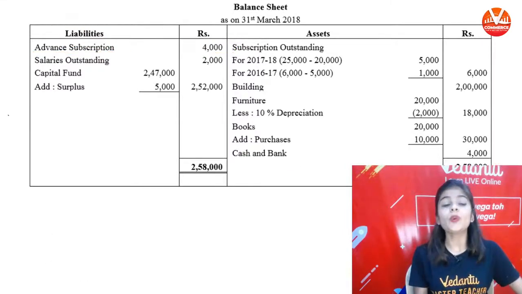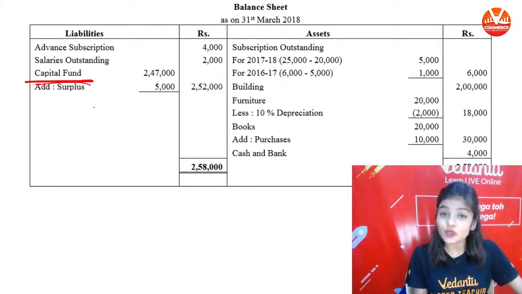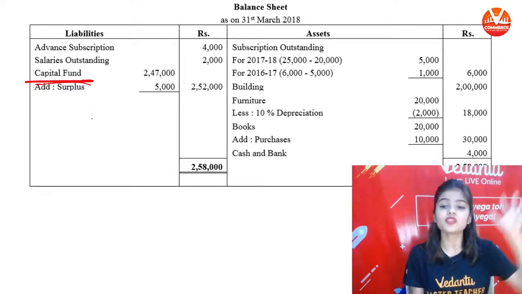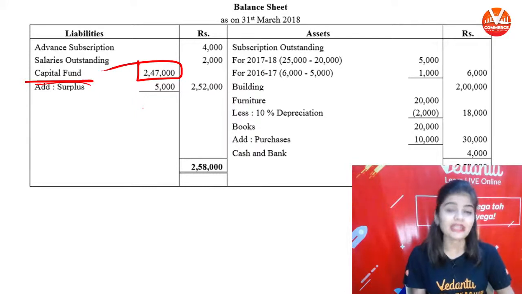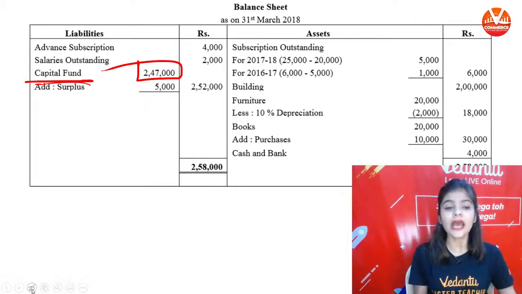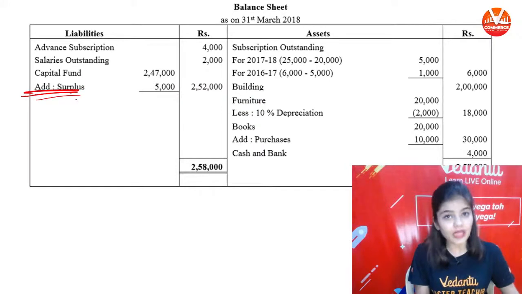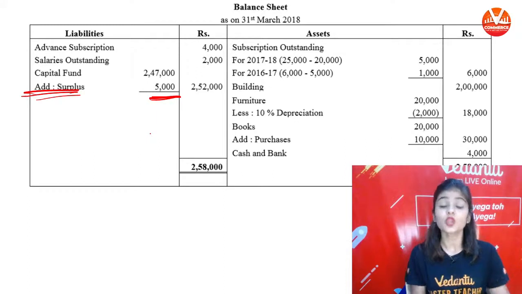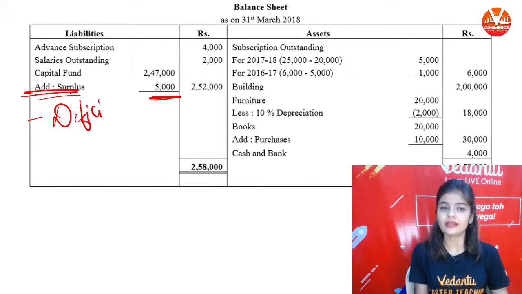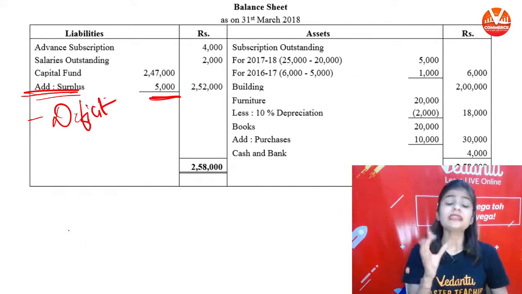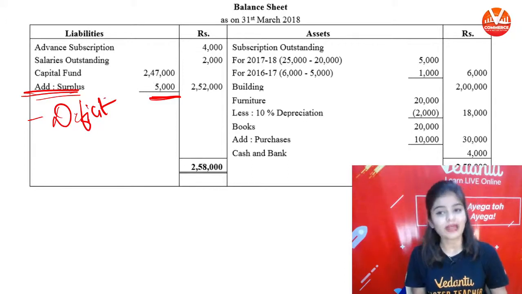So you will write down the capital fund that we have calculated from the opening balance sheet. सब कुछ रिकॉर्ड करने के बाद आप कैपिटल फंड रिकॉर्ड करोगे जो हमने ओपनिंग बैलेंस शीट से फाइंड आउट किया, 2,47,000, and in this you will add the surplus of income and expenditure account, 5,000. You will add the surplus, or if it is a deficit, you will subtract the deficit. So this is your income and expenditure account and balance sheet.